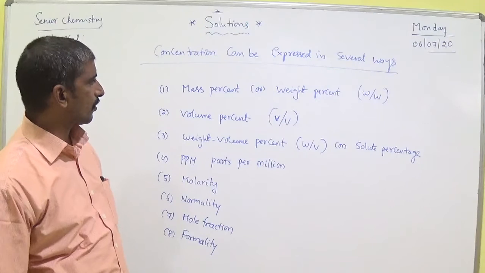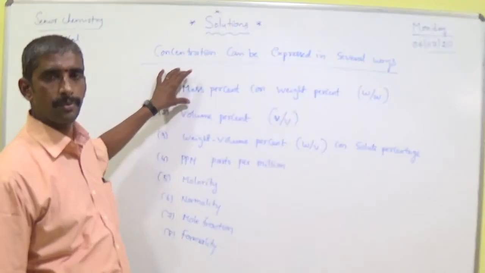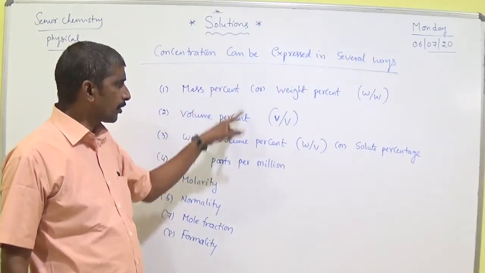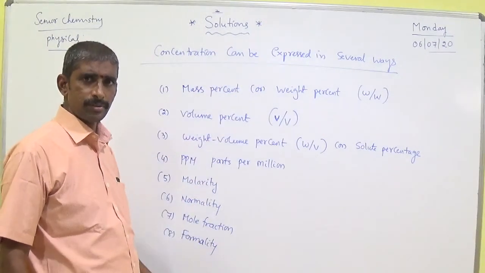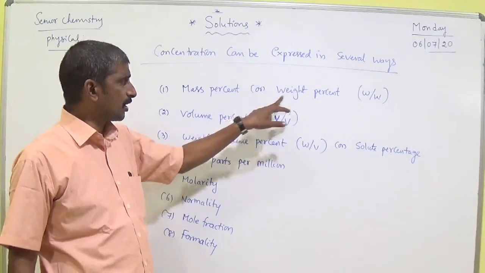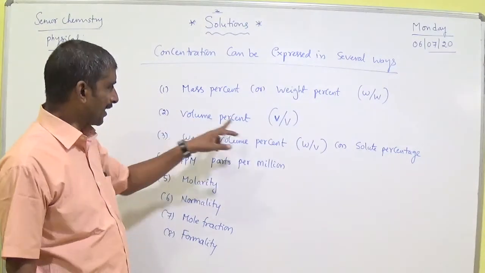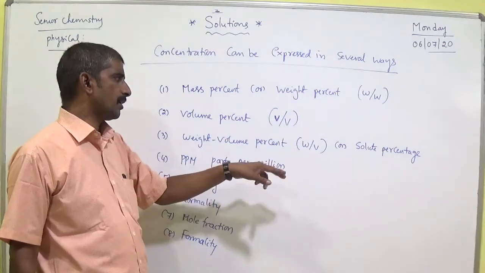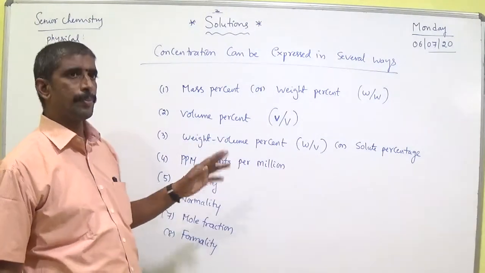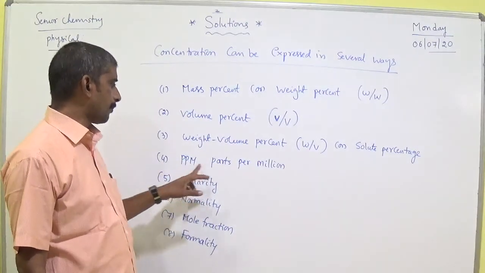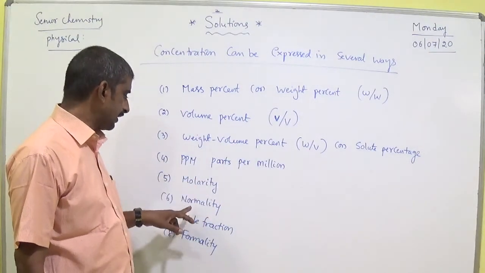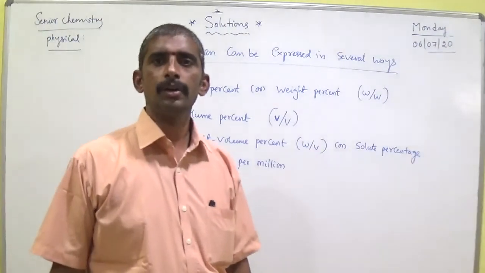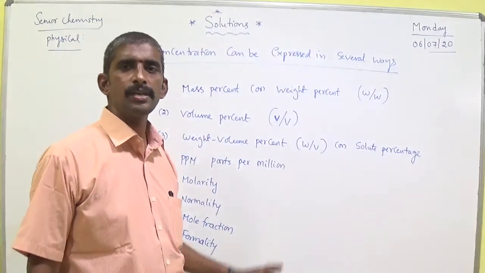Concentration can be expressed in several ways. Listen once and be careful, writing down all points. I am giving one list: mass percent or weight percent, volume percent, weight to volume percent or solute percentage, ppm parts per million, molarity, normality, mole fraction, and last one is formality. So these are the ways concentration can be expressed.